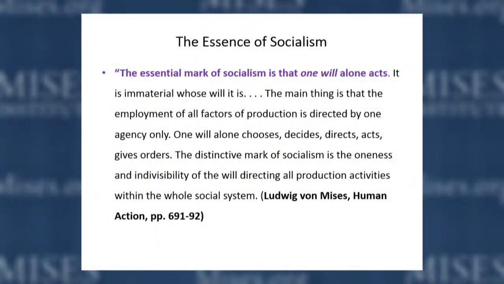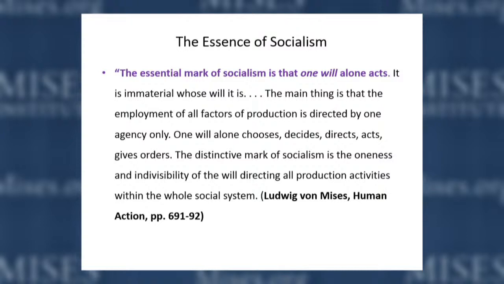So I want to read this. Mises says, the essential mark of socialism is that one will alone acts. It is immaterial whose will it is. It could be just one dictator, could be a central planning board, it could be everybody voting democratically about how to use things. Doesn't matter. The main thing is that the employment of all factors of production is directed by one agency only. One will alone chooses, decides, directs, acts, gives orders. The distinctive mark of socialism is the oneness and indivisibility of the will directing all production activities within the whole social system.